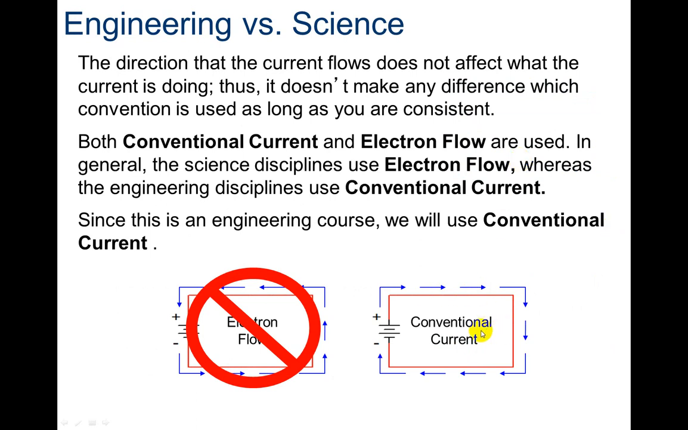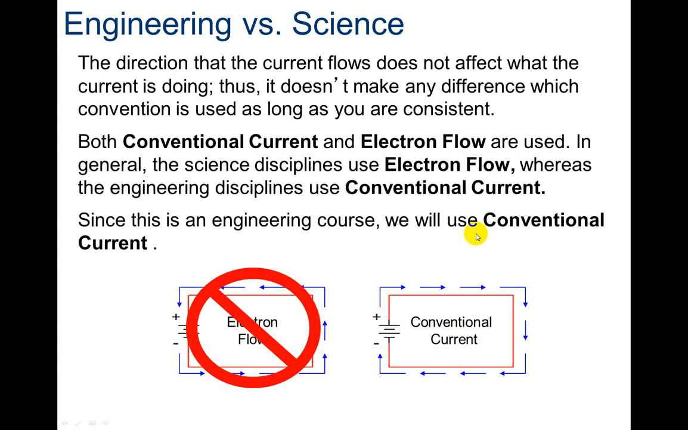Yes, this is not really the correct way of displaying it, but we're going to go ahead and use this way. All right, so the direction that the current flows does not affect what the current is doing. Thus, it doesn't make any difference which convention is used as long as you are consistent. Both conventional current and electron flow are used. In general, the science disciplines use electron flow, whereas the engineering discipline uses the conventional current.